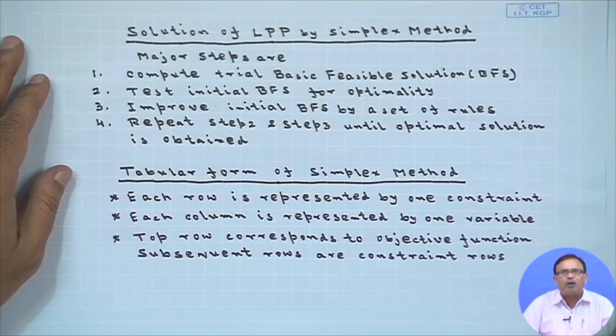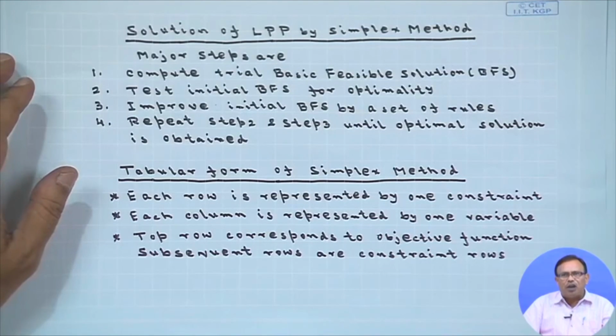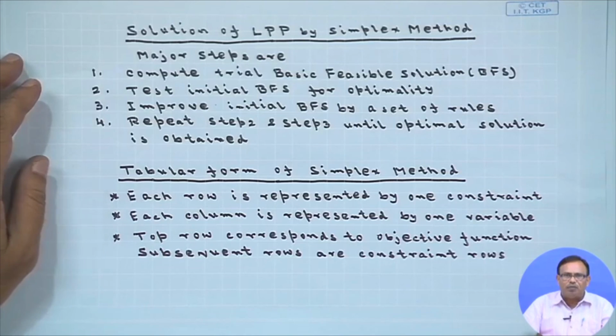Please note this one, that I have to first find out the trial or initial basic feasible solution. I have to test whether this initial basic feasible solution produces the optimum value of the objective function or not. If it is not producing the optimal value of the objective function, in that case I have to improve it by certain rules, and then I have to repeat step 2 and 3 until the optimal solution is derived.